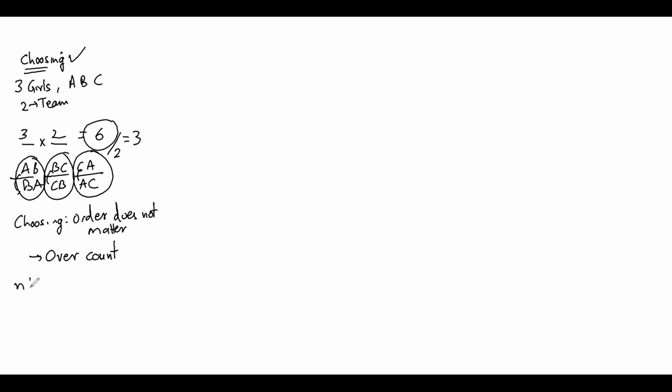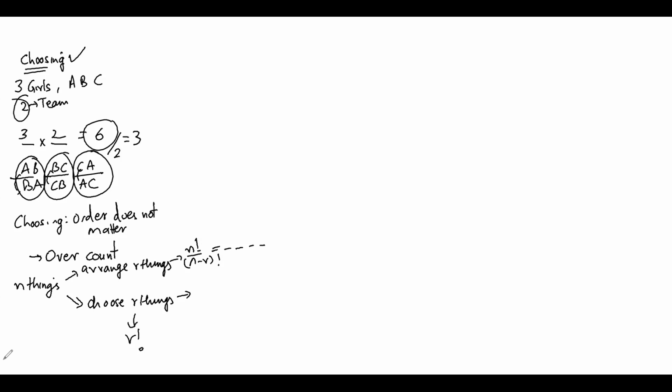So if there are n things, and out of n things, you have to arrange R things, or in the other case, you have to choose R things. Here the answer is n factorial over n minus R factorial, or pretty much the slot method. But here you have to account for the overcounting. And how many times do you overcount? You always overcount R factorial times. Here you've overcounted 2 factorial times, because you can clearly see what is happening here. So which is why you have to divide the whole thing by R factorial.